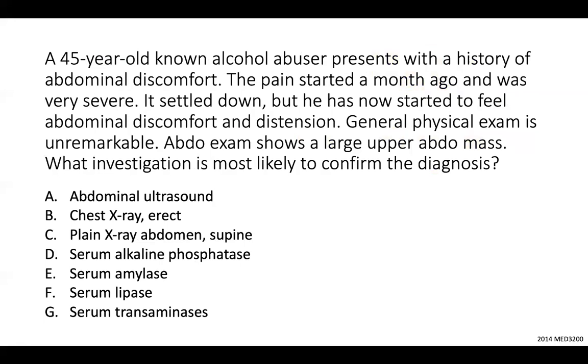Okay, so alcohol, severe pain, but that was a month ago, and now he has a large upper abdominal mass. So what's going on? Pseudocyst? Nice. What investigation will you do? Ultrasound? What's the best investigation you can do? CT? Nice. Okay, but that's not an option.